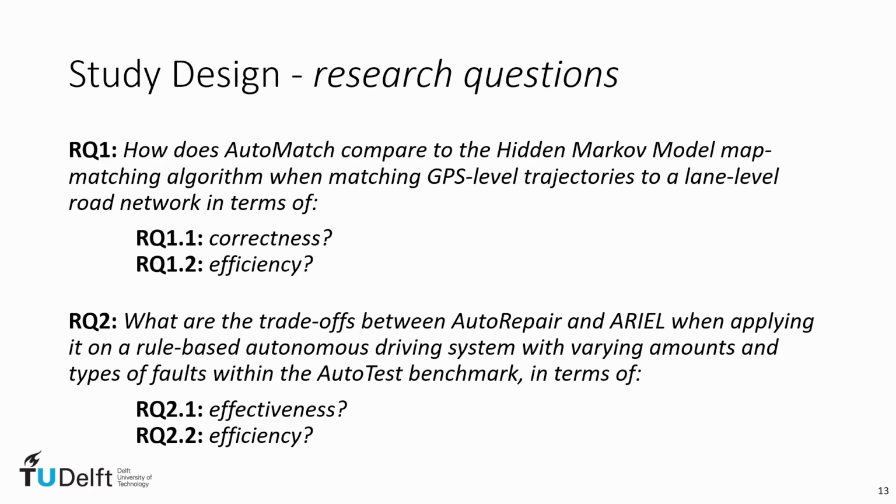So let's move on to the study design, and I'll start by posing the two main research questions. The first one is, how does AutoMatch compare to the hidden Markov model map matching algorithm when matching GPS level trajectories to a lane level network in terms of correctness or efficiency? I'll get into more detail about the hidden Markov model map matching algorithm.